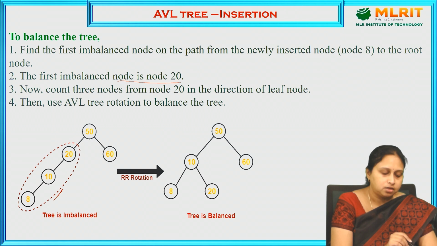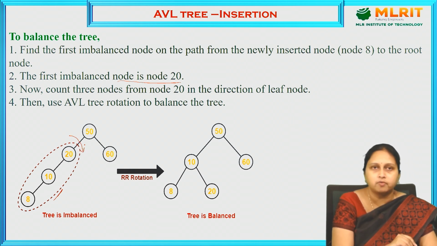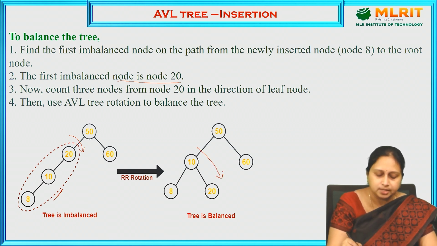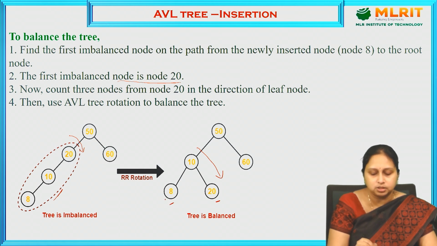Okay. Now, which rotation do we need to do here? RR rotation. How are we going to do RR rotation? This side, that is, clockwise, we need to rotate. When I am rotating these nodes, it will come down like this. 20 will be the right of 10, it will be the left of 10, right? Like this it will be rotated.